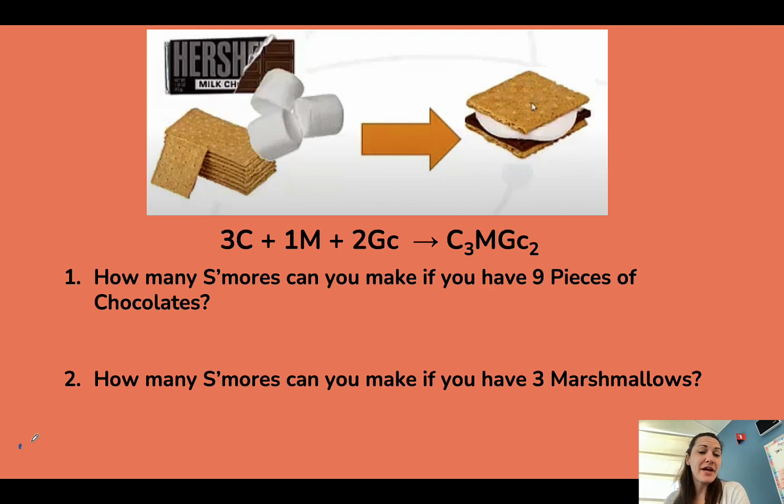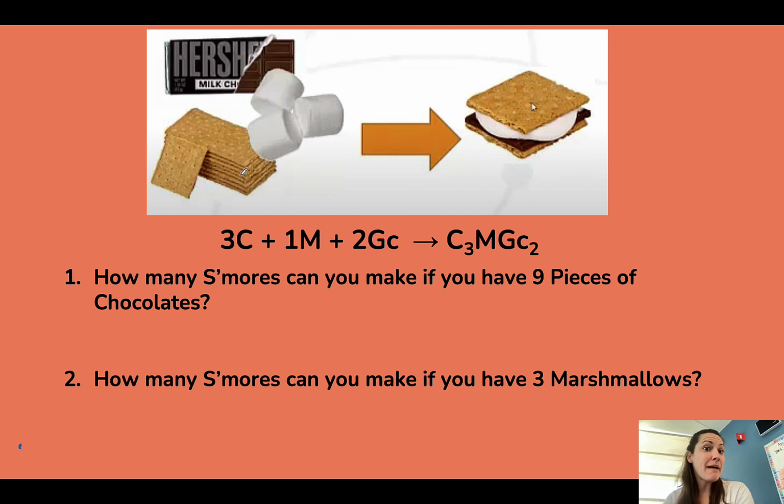All right, so today we're going to be talking about a concept called mole ratios, but first I want to just dial it back and we're going to use an analogy to start. So I'm going to teach you how to make a s'more. I was a camp counselor for many, many years, and one of my favorite things about the summer is the smell of a campfire and making s'mores and singing songs together.